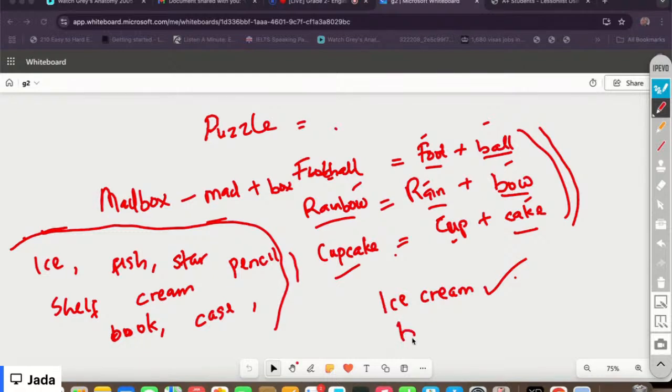Perfect. We have bookshelf. Good. You formed a compound word, correct? Another one. Have a look at the words. What compound word can you get from all these words that we have? We have ice cream, we have bookshelf, correct? Which one again can you see?